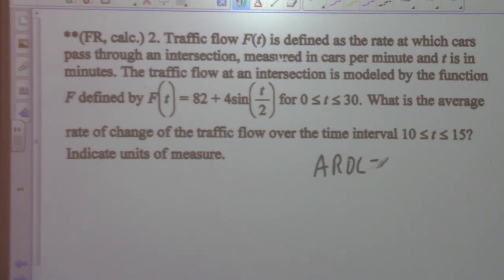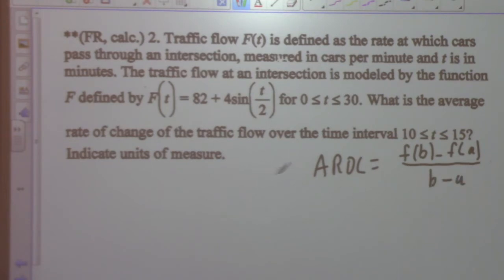Okay, A-R-O-C. And what is A-R-O-C that I tell you how to do in this class? You remember? Starts with F. F of B minus F of A, over B minus A.